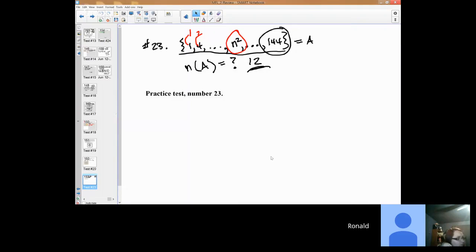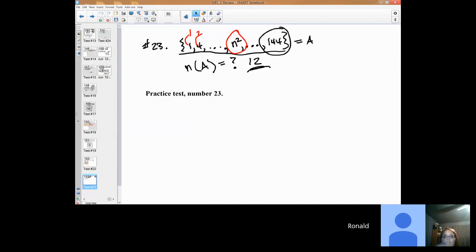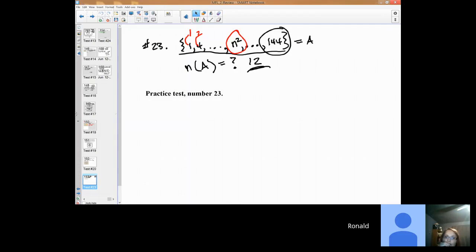Okay, so practice test number 23. You should see a problem that looks like this. Now, obviously, I did some drawing on there, but so we have some triple dots. And let's see, did I miss one number? Go back and look.